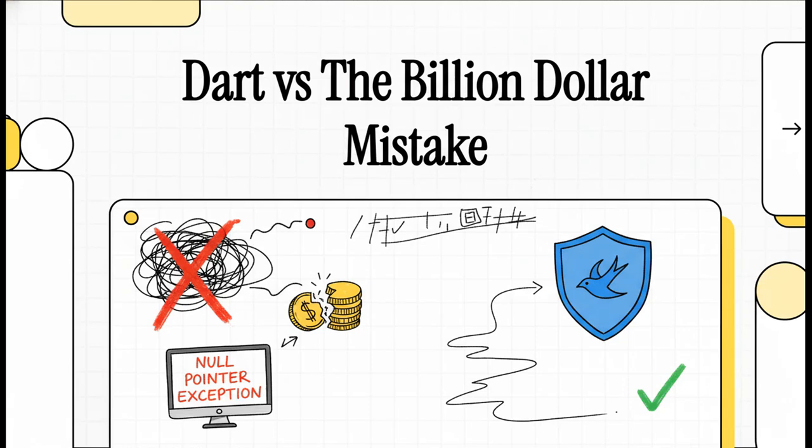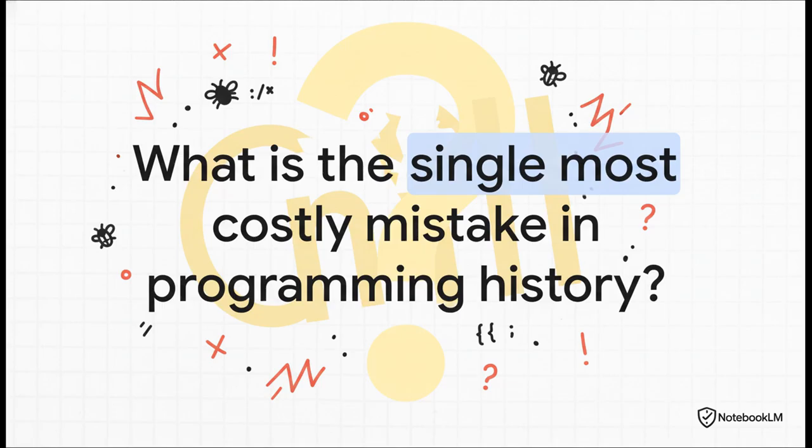All right, today we're going to talk about a problem that has secretly cost the software world billions. Yep, billions of dollars. We're talking lost time, frustrating bugs, you name it. But more importantly, we're going to look at how one language, Dart, came up with a really elegant solution. So let's dive in. Let's just get right to it.